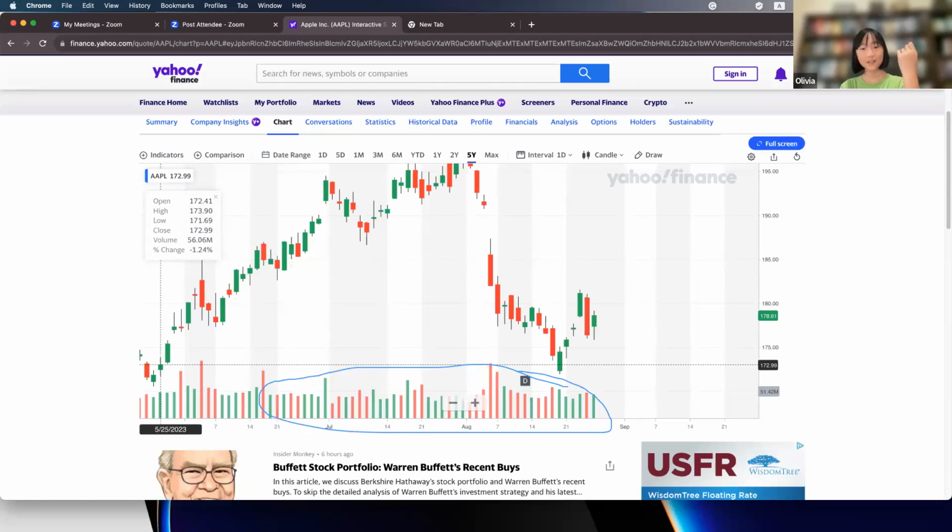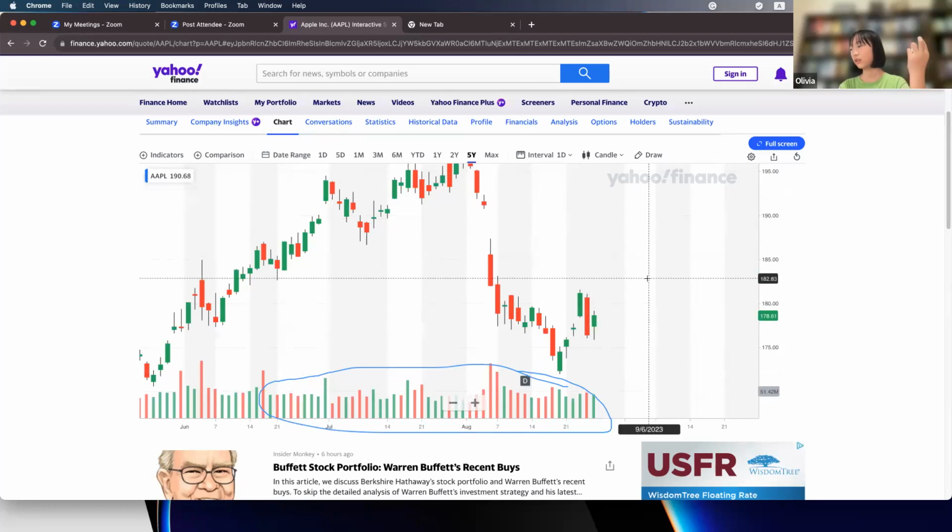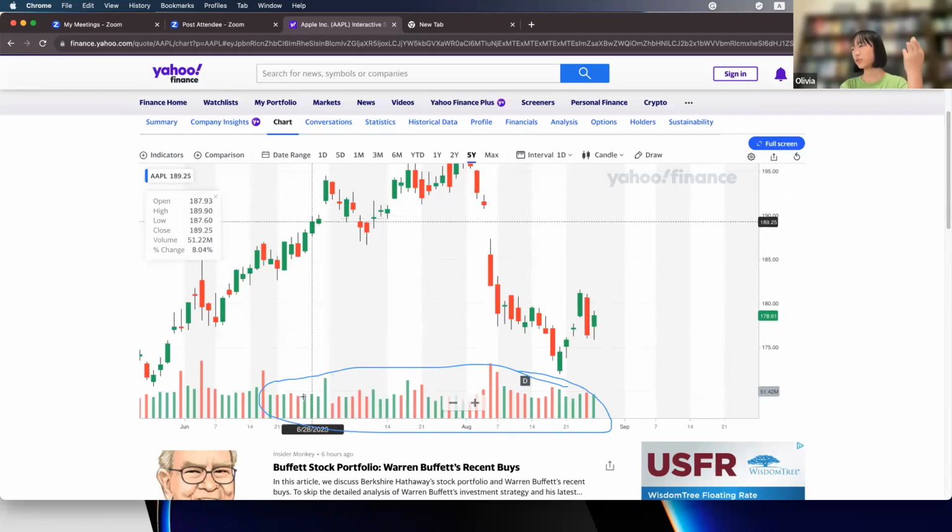So is that clear? Yeah, this doesn't really show the price change. It's just the number of people who bought or sold that stock. I think usually the red means that more people sold the stock.